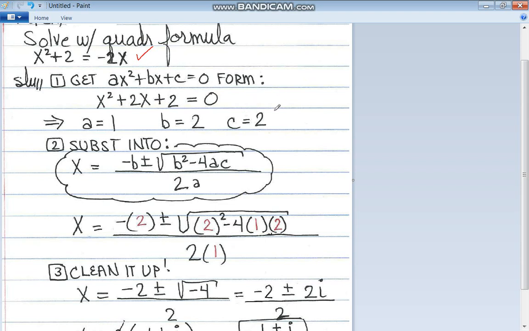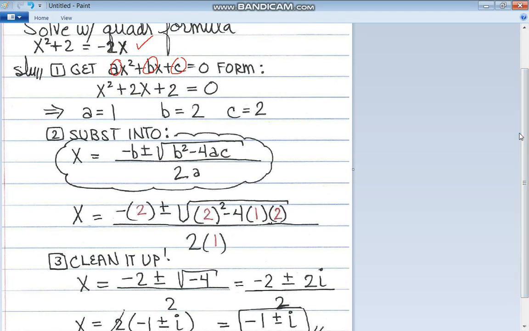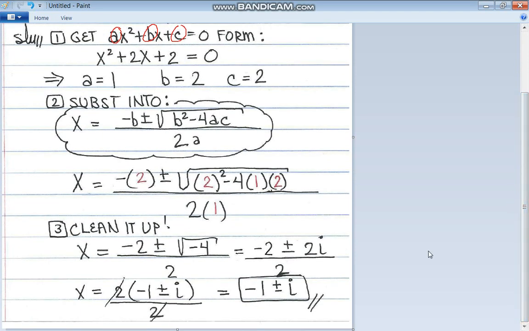Now identify the different components: the coefficient a, the coefficient b, and the coefficient c. In this problem, the coefficient a is the invisible 1, the coefficient b is positive 2, and the constant c is also positive 2. Step 2, substitute those a, b, and c's into the quadratic formula.